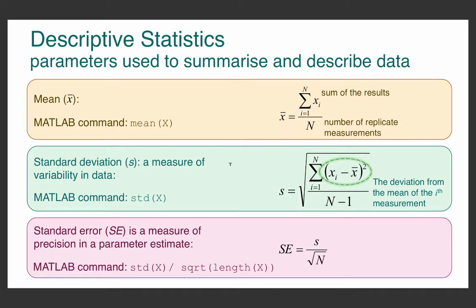Next you have the standard deviation, which is a measure of variability or spread in the data. The higher the standard deviation, the more the data points are spread out, and std in MATLAB will give you the standard deviation. This is the deviation from the mean of the ith measurement. And then you have the standard error.